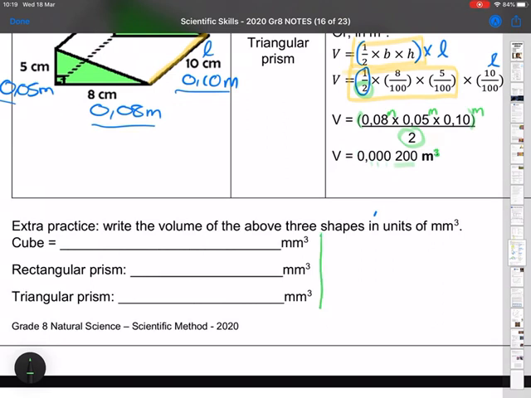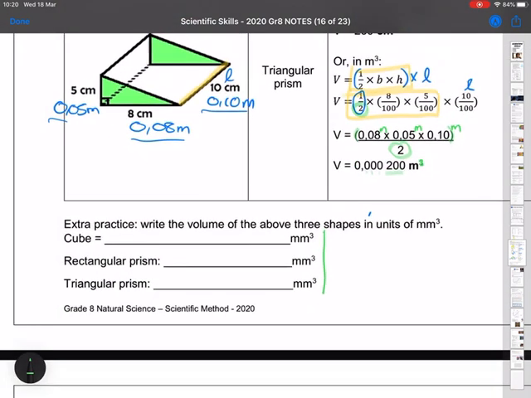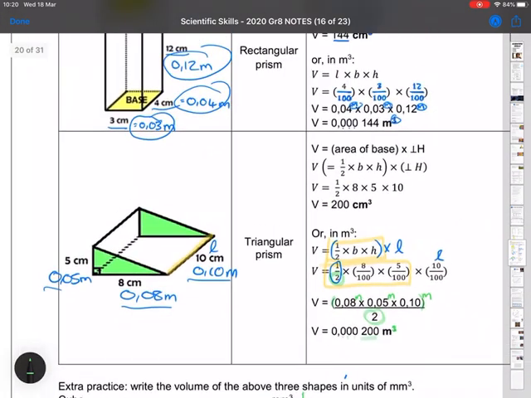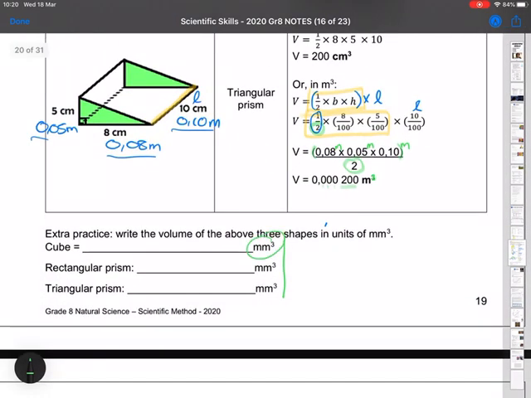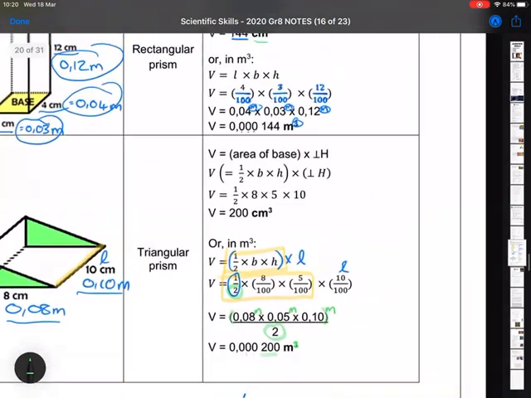So I would like you to try this extra practice. I want you to convert those values that we got in centimeters to meters. I'll do the cube with you, and you can do the rectangular prism and the triangular prism on your own. So we had an answer in centimeters. We need to convert that to millimeters.